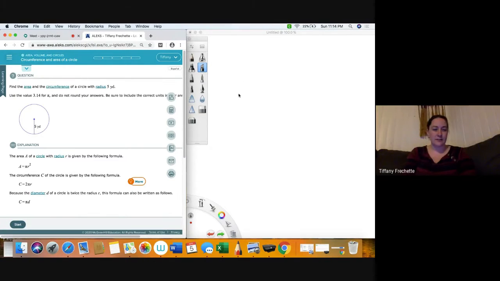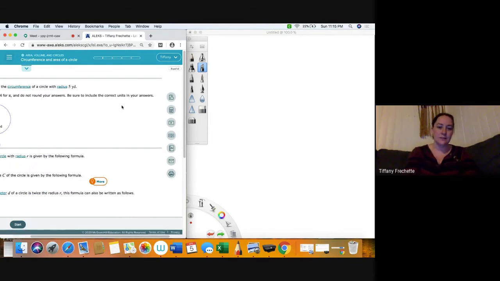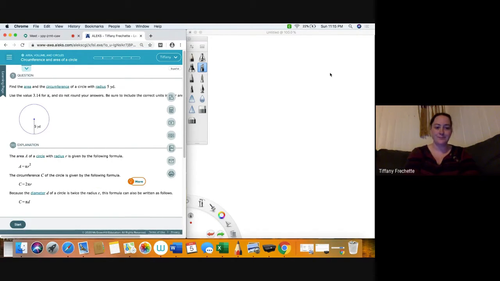So this is circumference and area of a circle. It wants us to find the area and circumference of a circle with radius 5 yards. Use the value 3.14 for pi and do not round your answer. Be sure to include the correct units in your answer.